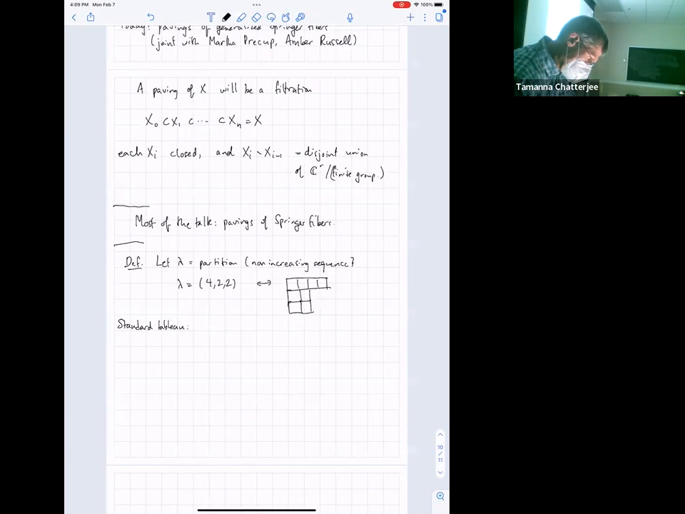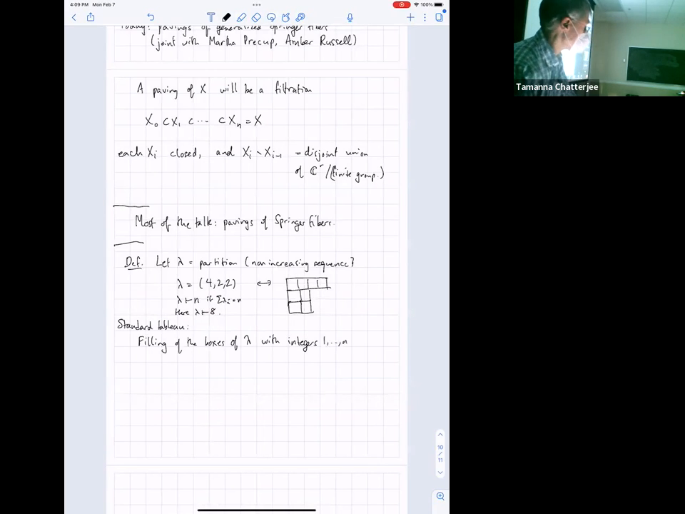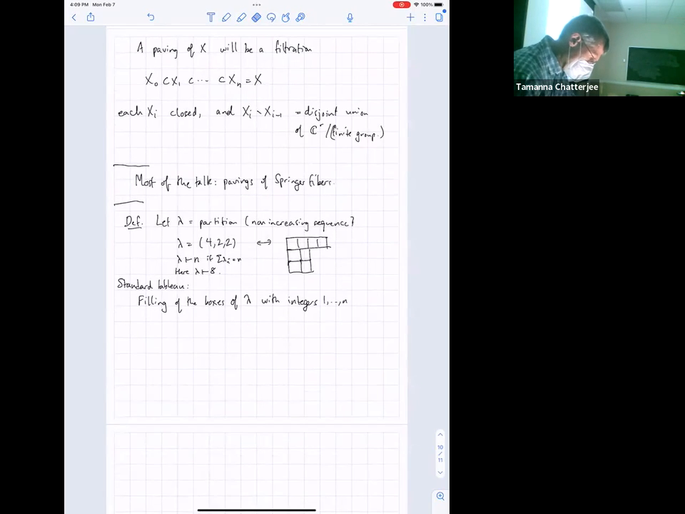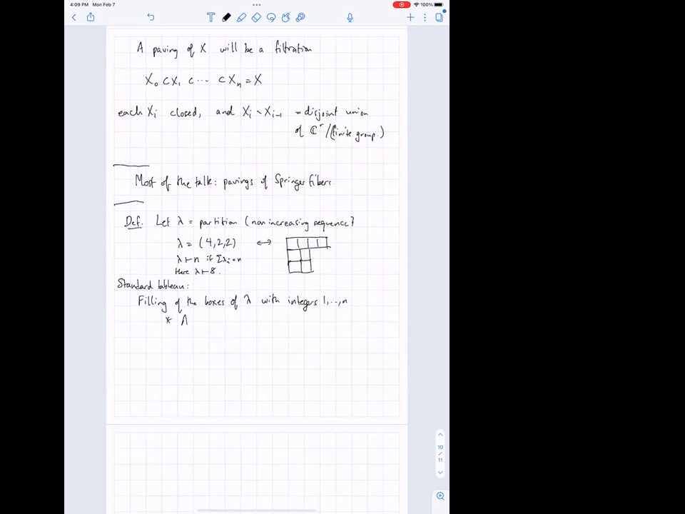it's a filling. So we say lambda, just to back up for a second, lambda is a partition of n if the sum of the parts of lambda is n. So here, lambda is a partition of 8. So a standard tableau is a filling of the boxes of lambda with integers 1 up to n. And a row strict tableau, oh, sorry, to back up for a second. It has to be increasing along rows and down columns.